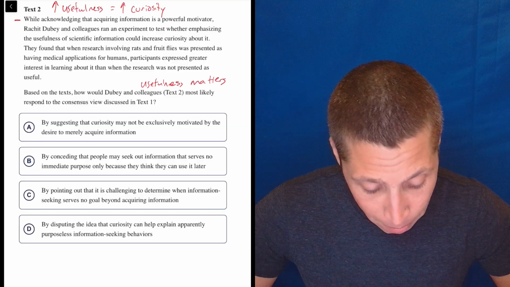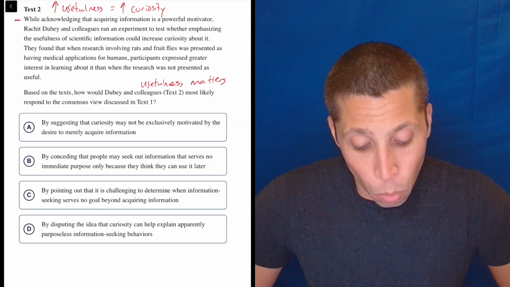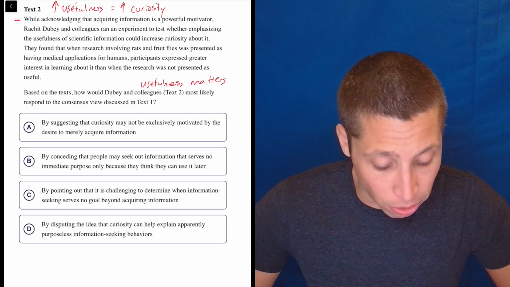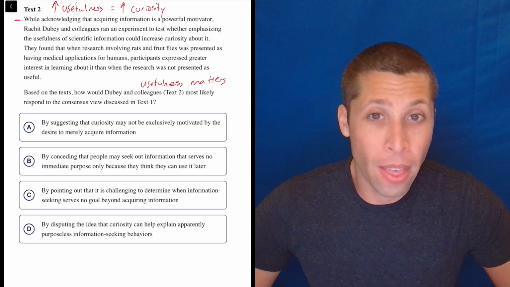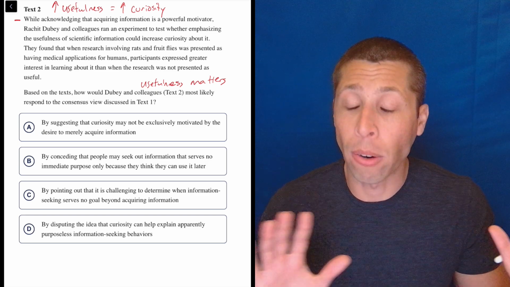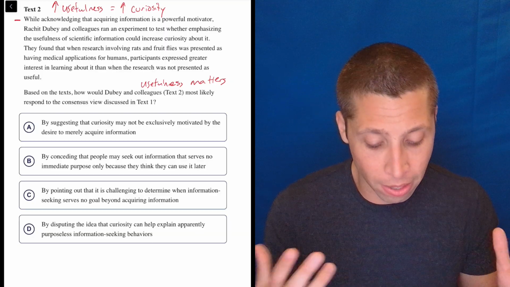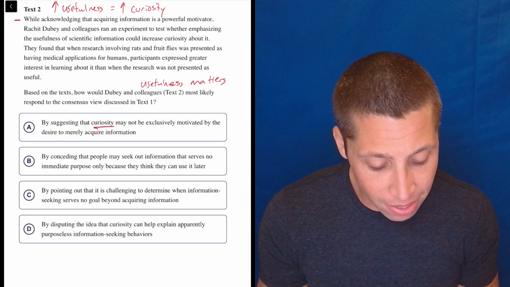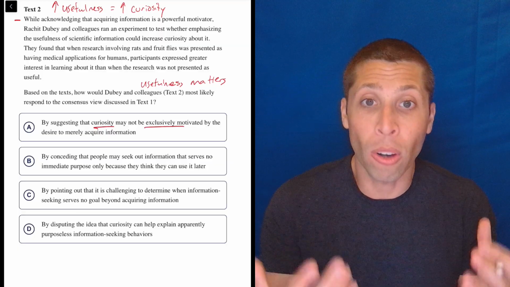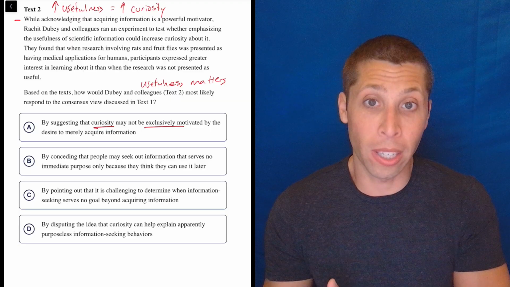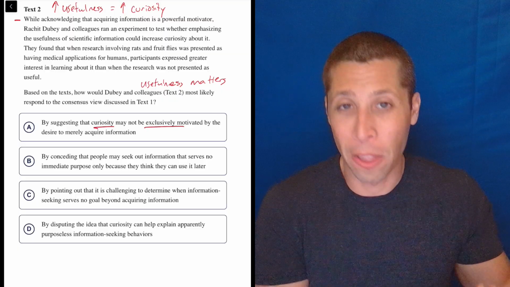By suggesting that curiosity may not be exclusively motivated by the desire to merely acquire information, well, that's a fancy way of saying that usefulness matters because something else could matter, right? If it's merely to acquire information, that just means I just want to know things. I don't care what the use of that knowledge is. But text 2 would say that curiosity is not exclusively motivated by that desire to learn more. It's also motivated by the usefulness of that information because that's what their study found, that if you tell people it's going to be useful, they're more interested in it.